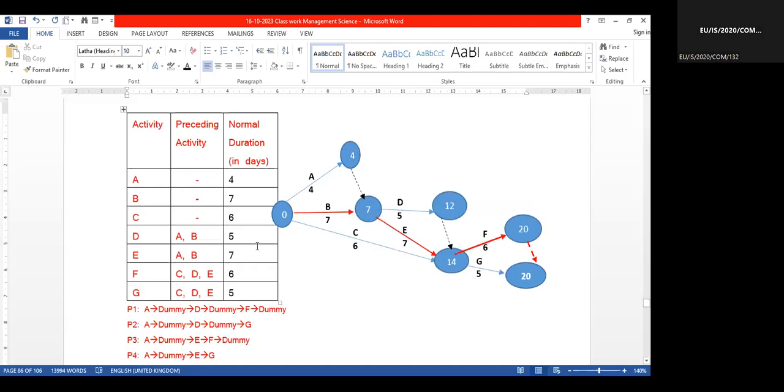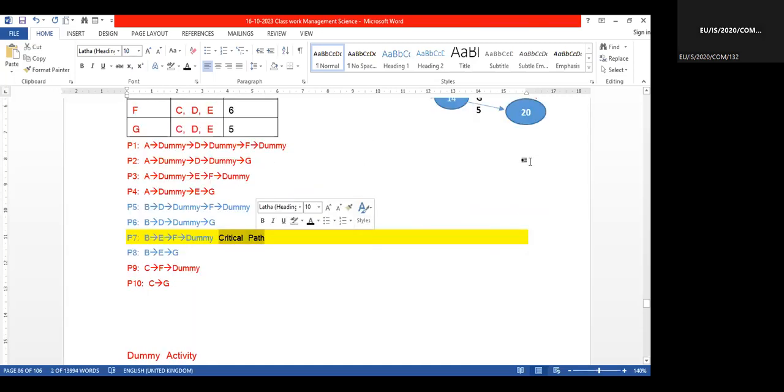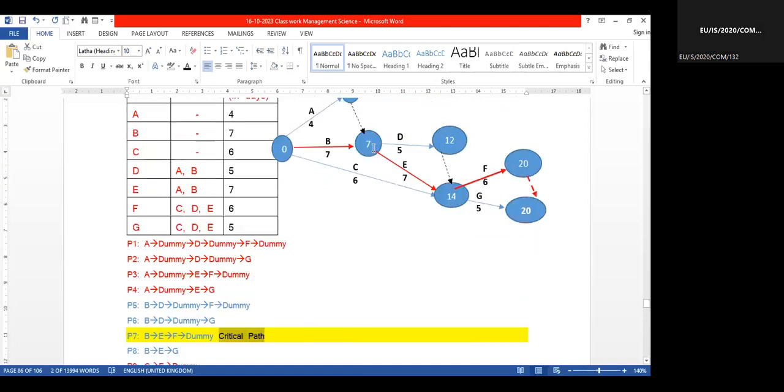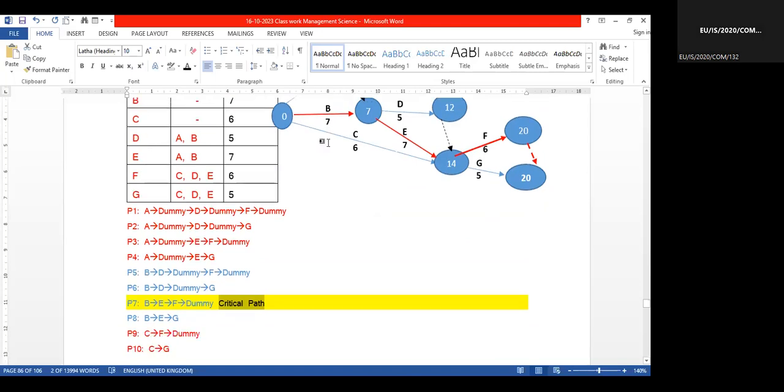How many activities are there in that path? Three, sir. Three activities. Okay, very good. What are these activities? B, E, and F. Okay, the dummy is also there.